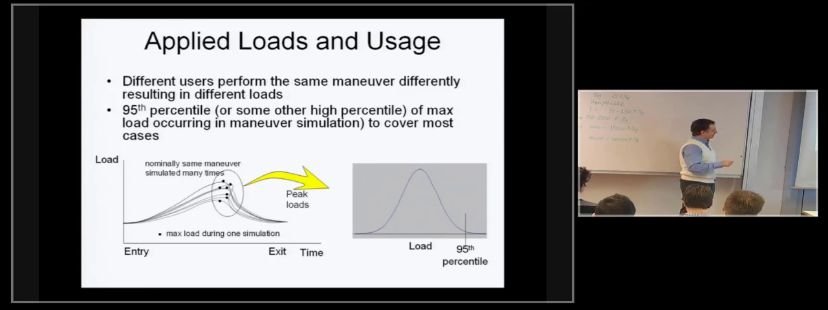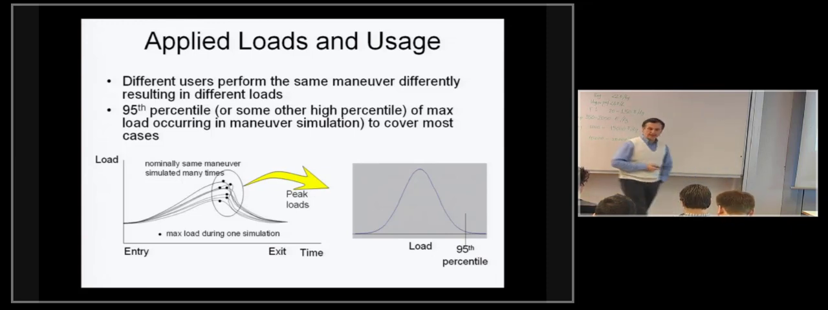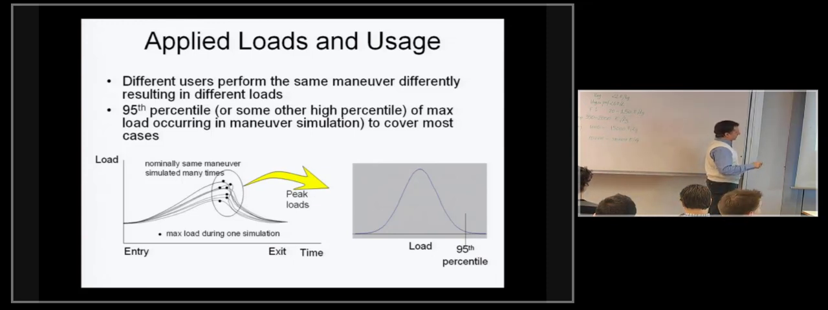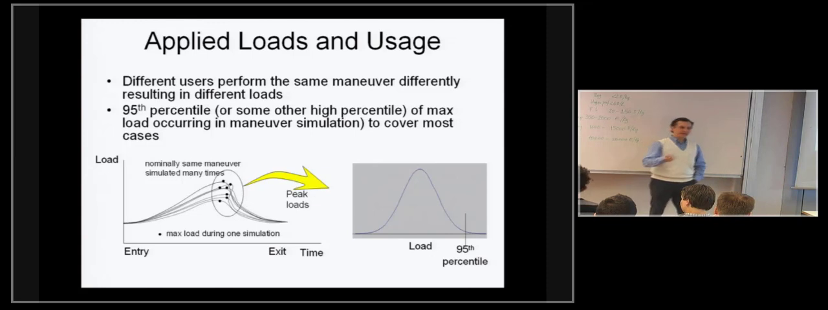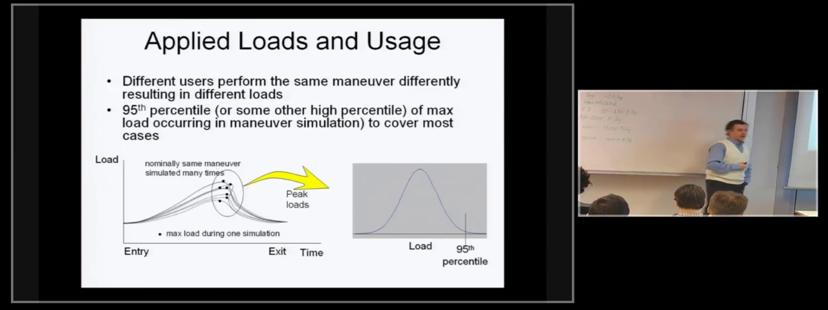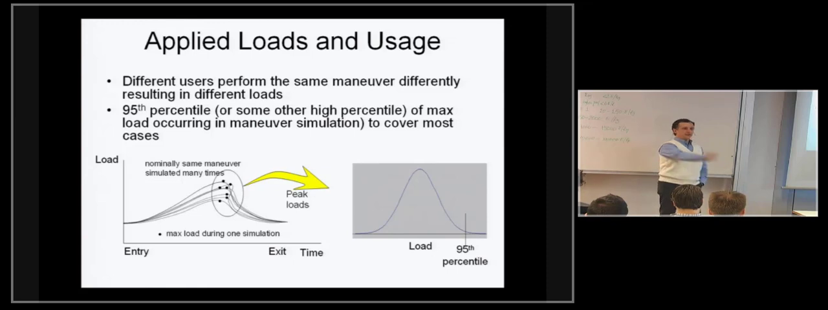And those highest loads, let's say the 95th percentile, you can then use to create the distribution shown here as a normal distribution. It doesn't have to be a normal distribution. But you take this distribution of the, I'm sorry, these are the highest loads. You take this distribution of the highest loads, and the 95th percentile, or something along those lines, could be 90th, could be 99th, depending on the application, becomes your applied load, accounting for variability in how that maneuver, a 3G turn, might be flown, for example.